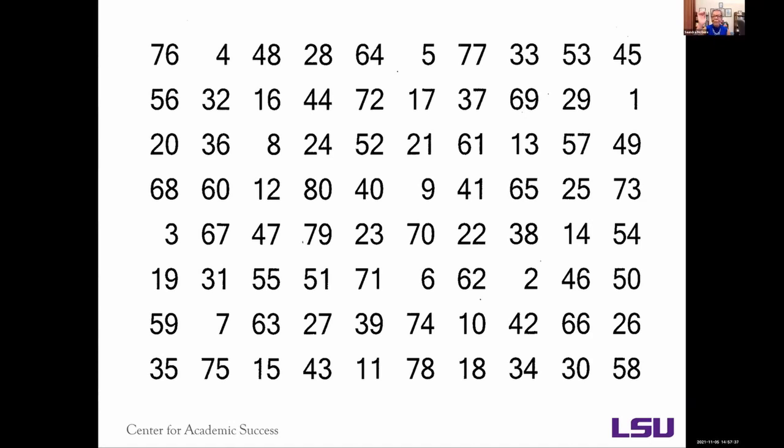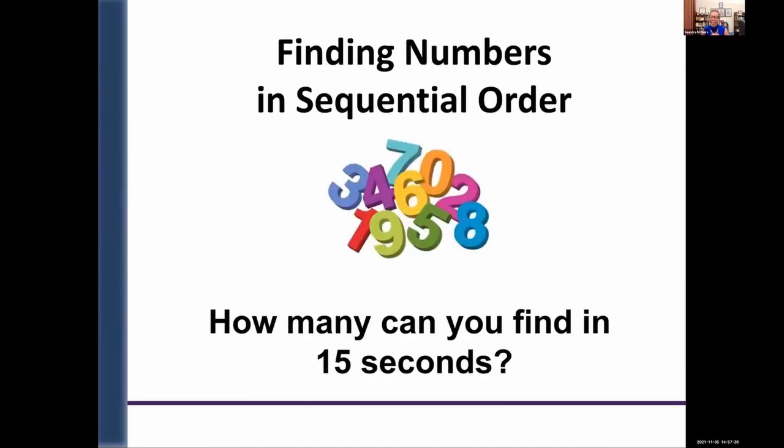And stop. Okay, and so what's the highest number you got up to, finding them in sequential order? Put that in the chat box. Okay, 3, 4, 2, 7, 5. Yep, 6. Okay, yeah, I usually get single digits or very low double digits.